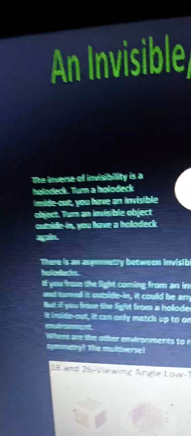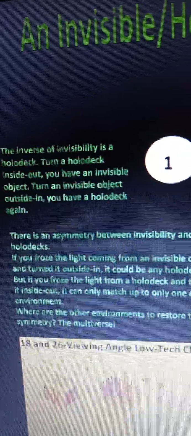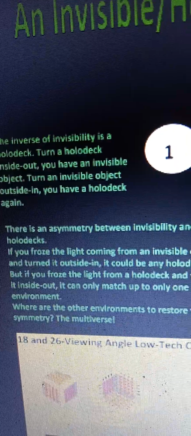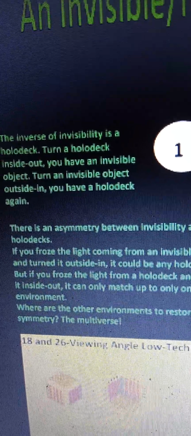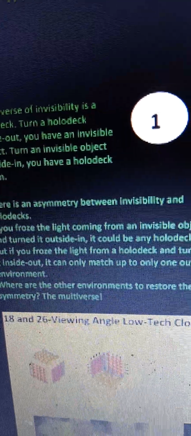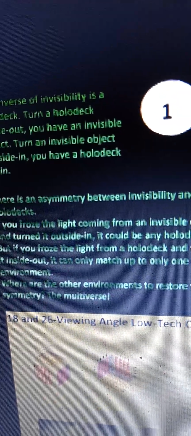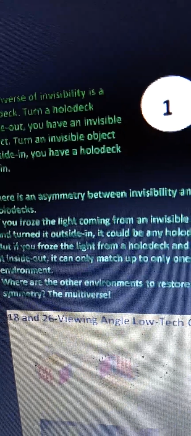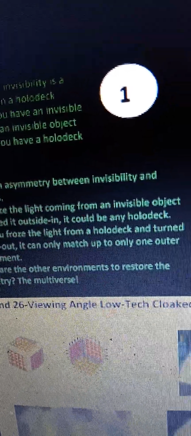So here's number one. The inverse of invisibility is a holodeck. Turn a holodeck inside out, you have an invisible object. Turn an invisible object outside in, you have a holodeck again. There is an asymmetry between invisibility and holodecks, though. If you froze the light coming from an invisible object and turned it outside in, it could be any holodeck.